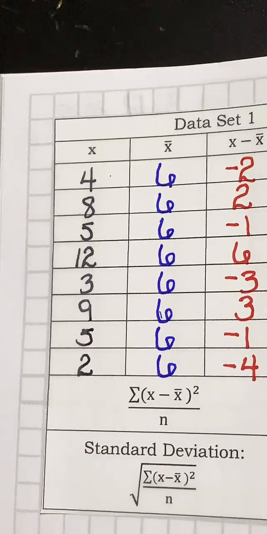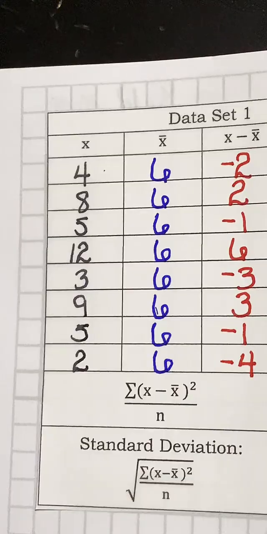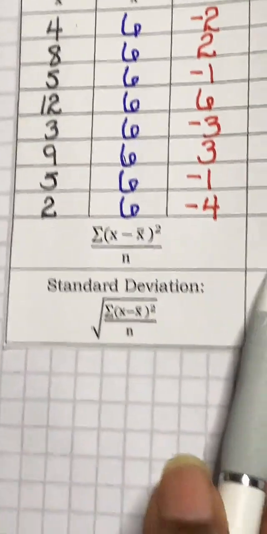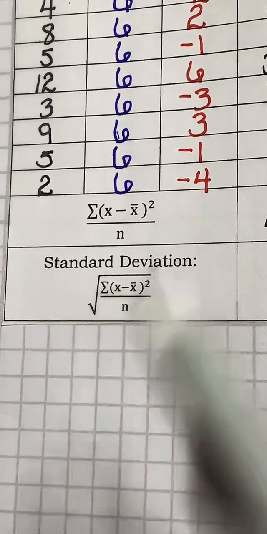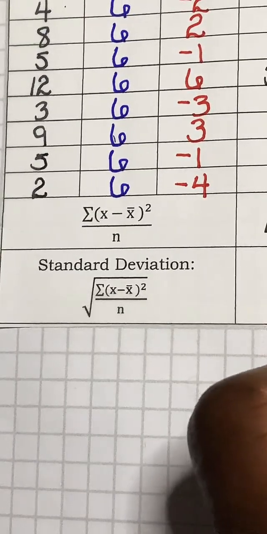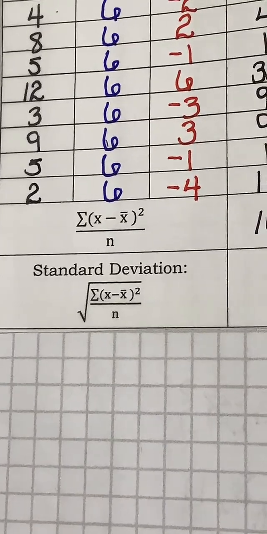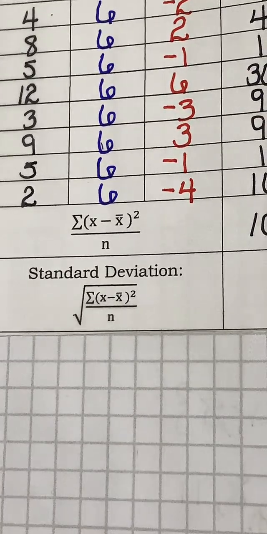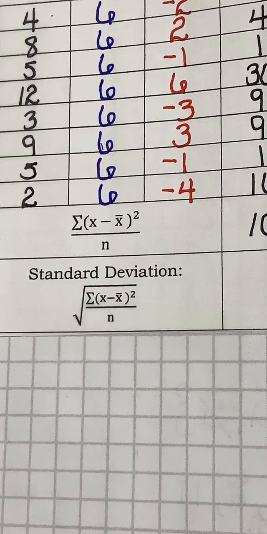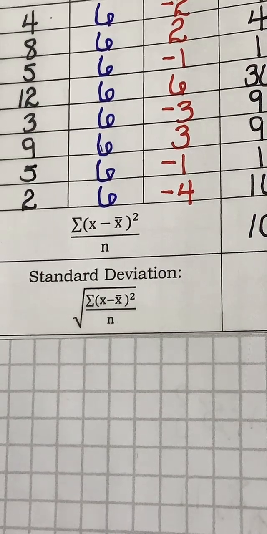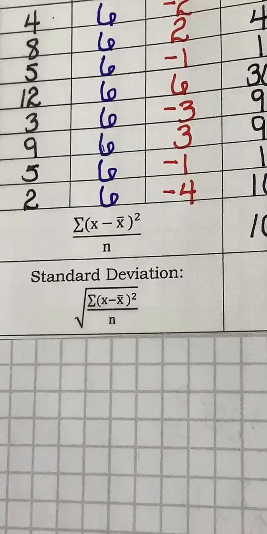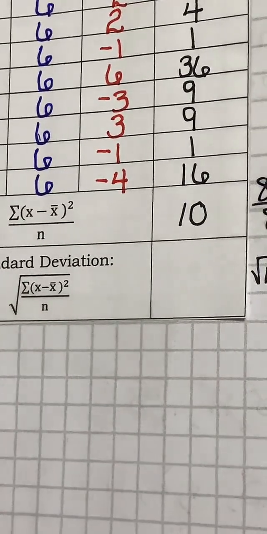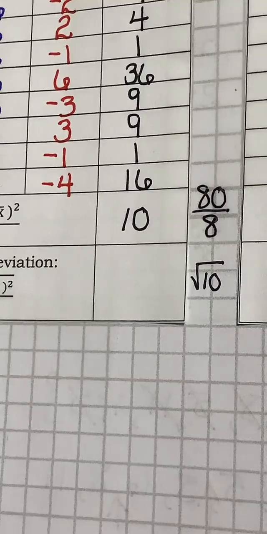Okay, so now, to find our standard deviation, I know it looks crazy, but all we're doing from here to here is taking the square root of 10. That's all we're doing. All we have to do is take this answer and square root it. So if I round to the hundredths spot, what will be my answer when I find the square root of 10?